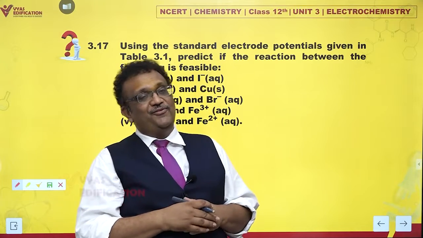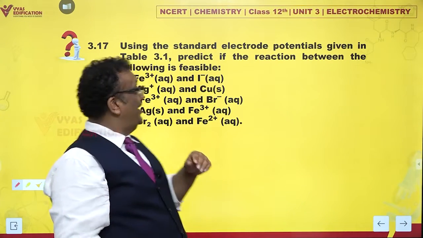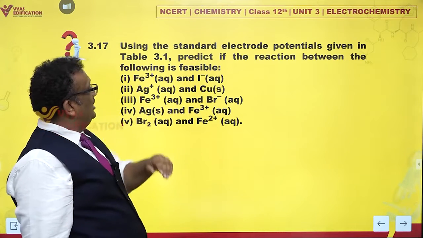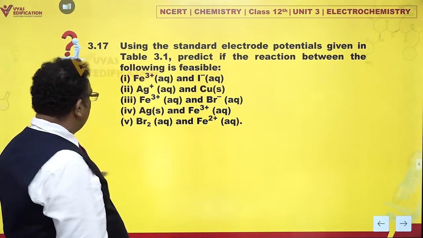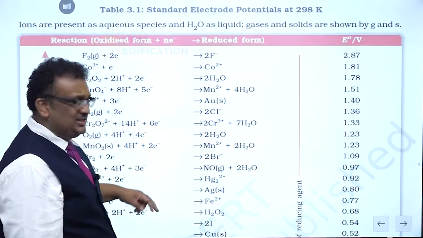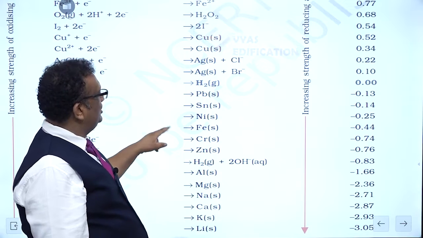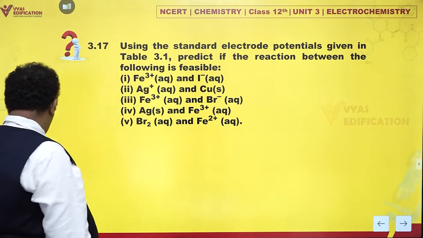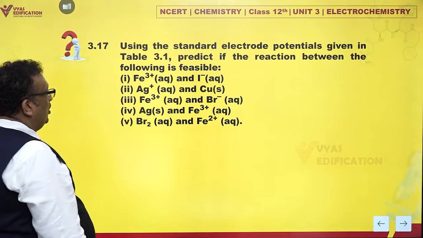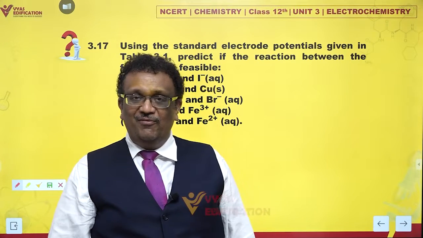There comes a very, very interesting question from NCERT. They are talking about feasibility of a reaction using the standard potentials given in table 3.1. That is a table which we have seen earlier, right? This table they are talking about. This classic NCERT table in which electrochemical potentials are mentioned. You have to use this table and determine if the reaction of these combinations is actually feasible. We'll take them one by one and see.